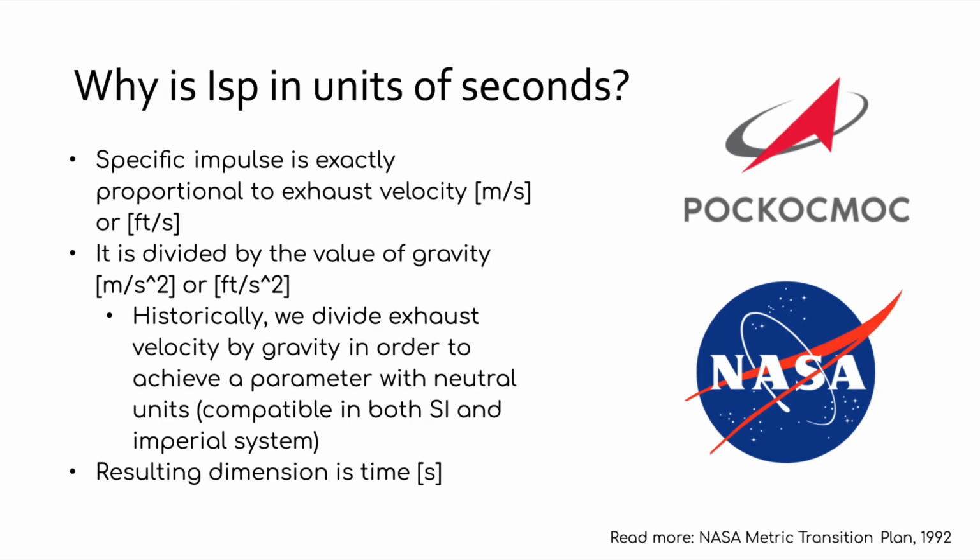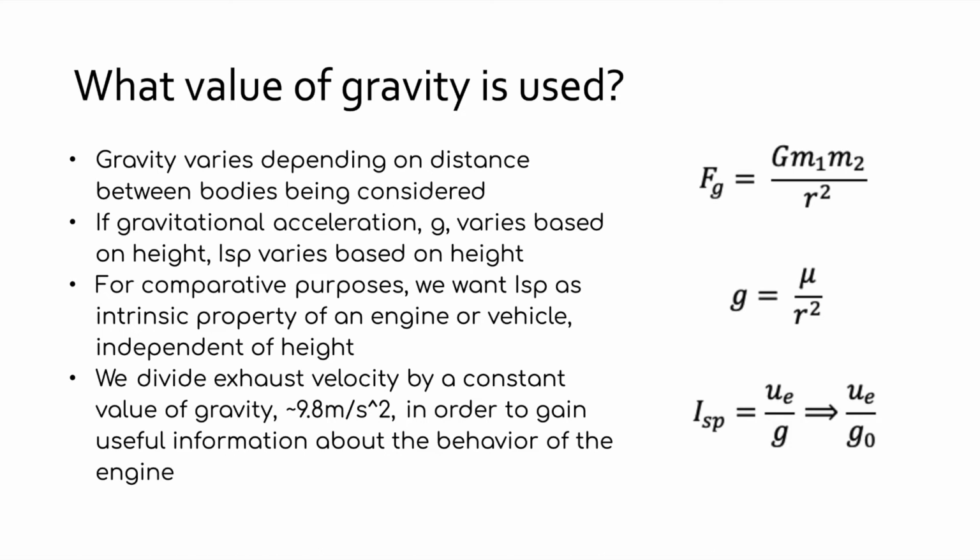The reason why we divide exhaust velocity by gravity is historical. In order to arrive at a value with neutral units, space programs using metric units and those using imperial units could divide their exhaust velocity by either 9.8 meters per second squared or 32.2 feet per second squared. Now we have an expression for specific impulse, exhaust velocity over gravity.